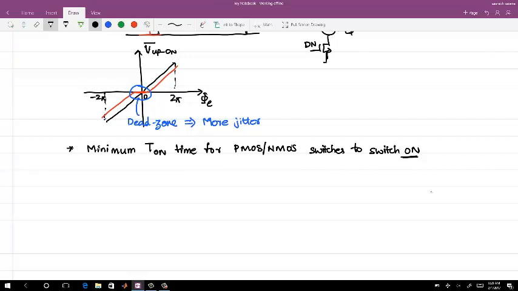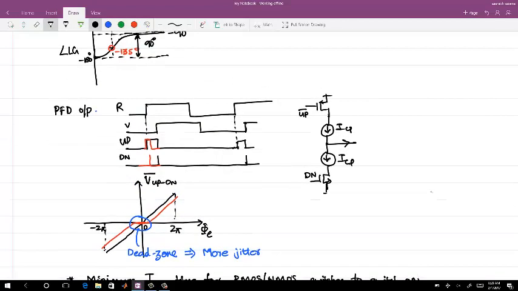Whichever technology you use, there will be some minimum T on time which is required. So now, can you tell me how I can use this information such that I do not land up in this dead zone kind of characteristics? If I assure you that no matter what the phase error is, the up and down pulses will always be the minimum width, for which up and down will be high will always be T on. That is the minimum, right? Then you can say if the minimum time is it, then my switch will always switch on.